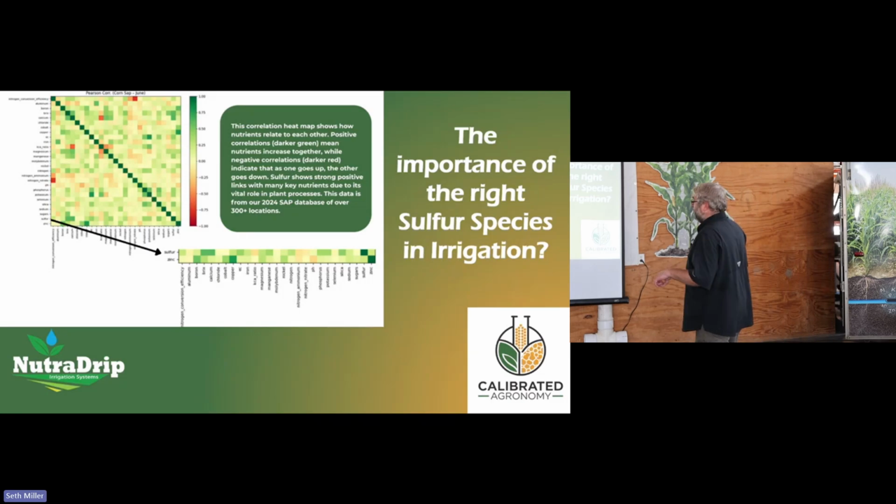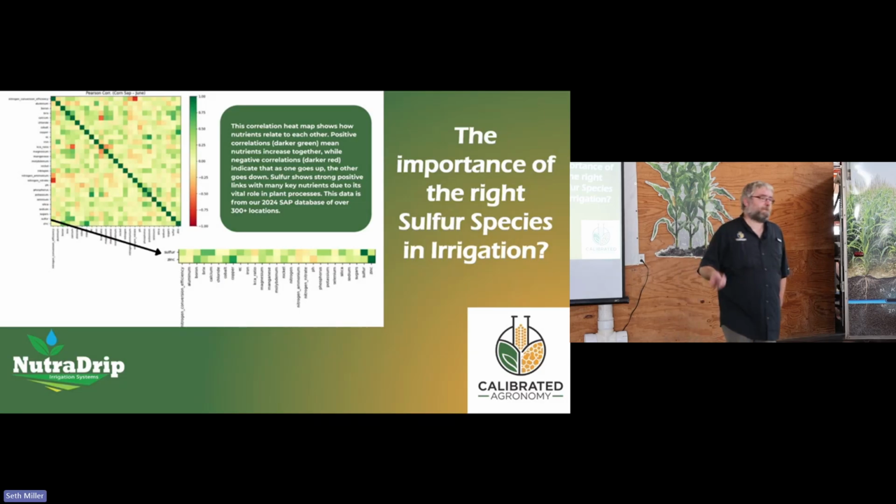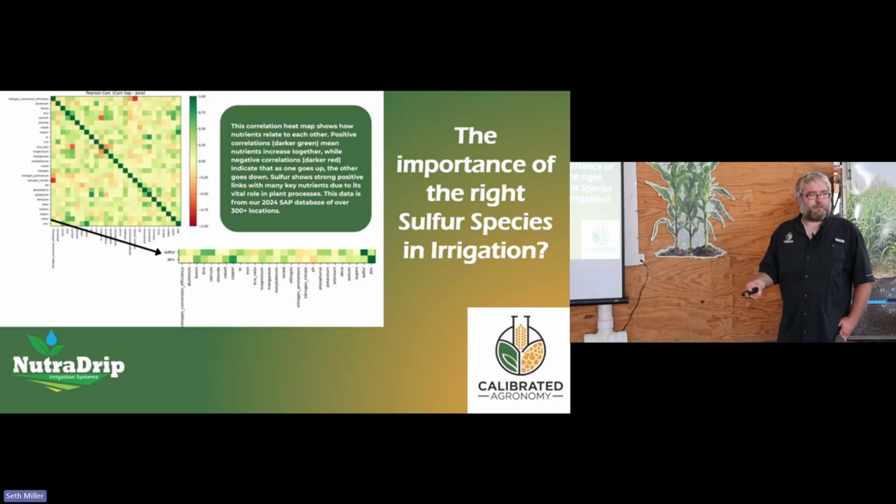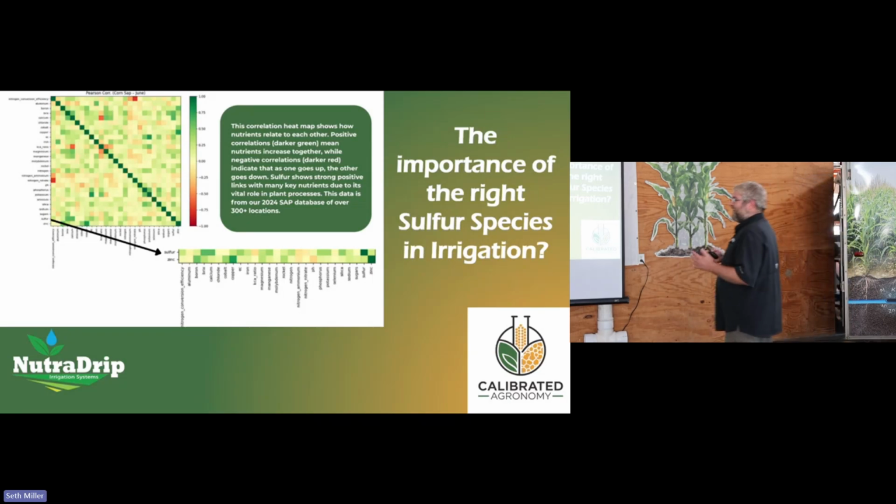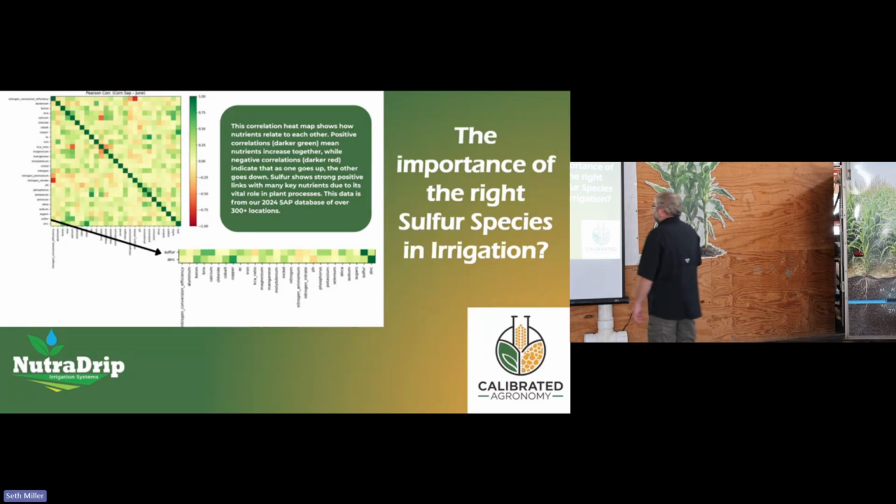As we go red, that's when they're diverging. So if one's going up, the other's going down. Sulfur correlates to about everything. If we can keep sulfur in the plant and on the sap test, not necessarily that rapid soil test, we need to see it in the sap test, then in general, we have a lot better success getting all the other nutrients in. And if you look here, sulfur is important for nitrogen assimilation.